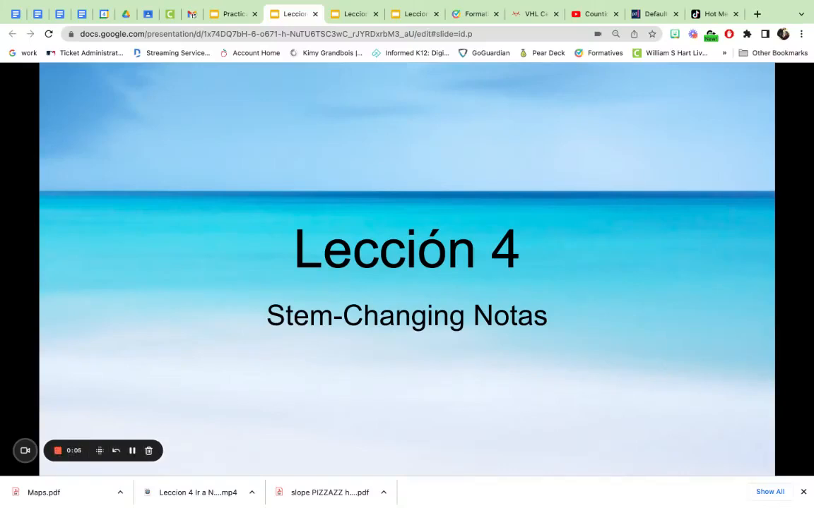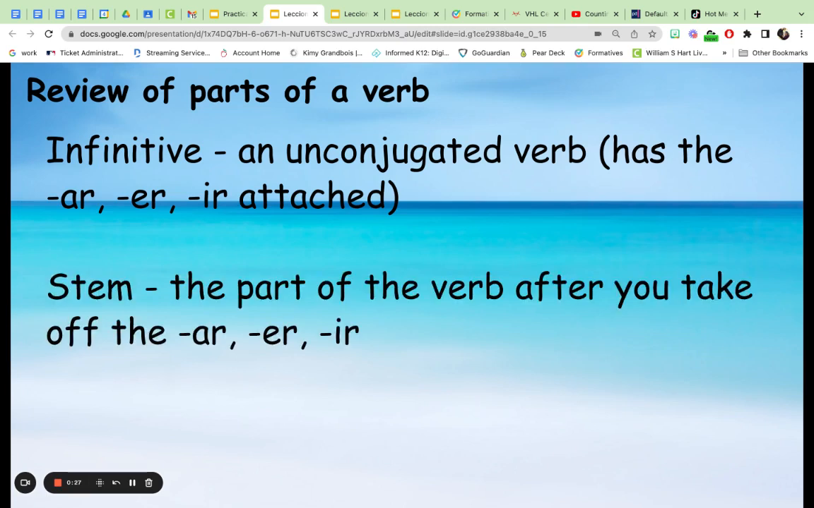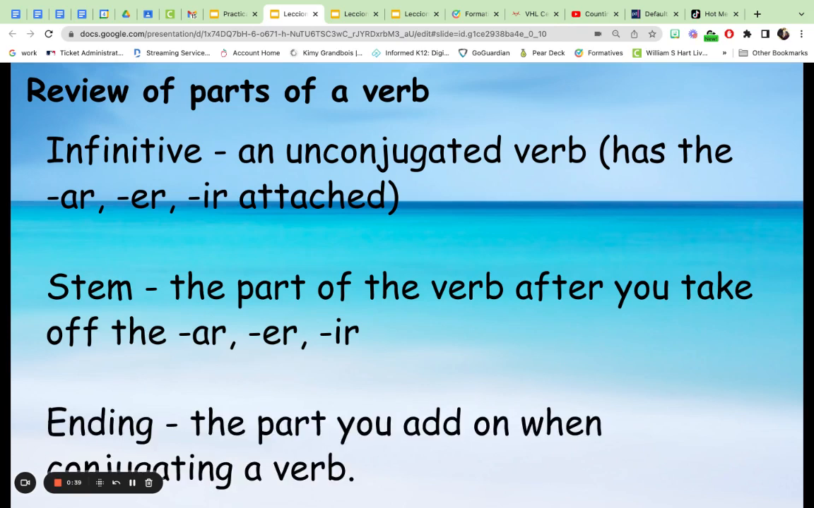Okay, stem changing verbs. We're going to be stem changing some verbs today. We first need to remember all the parts of a verb. The infinitive is an unconjugated verb. It has the AR, the ER, or the IR attached to it. The stem is the part of the verb after you take off the AR, ER, or IR. And last but certainly not least is the ending. That's the part you add on when you are conjugating the verb.